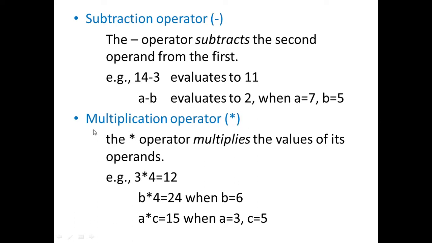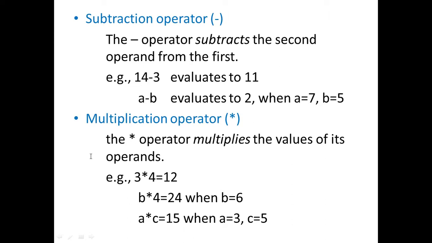Next is the multiplication operator. This sign, asterisk. You know very well the multiplication operator is there in mathematics also, with the cross sign. But in computer we have this asterisk. The asterisk operator multiplies the values of its operands. It multiplies the two numbers.